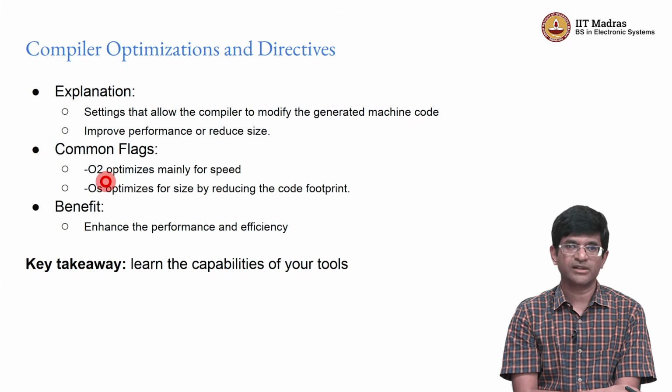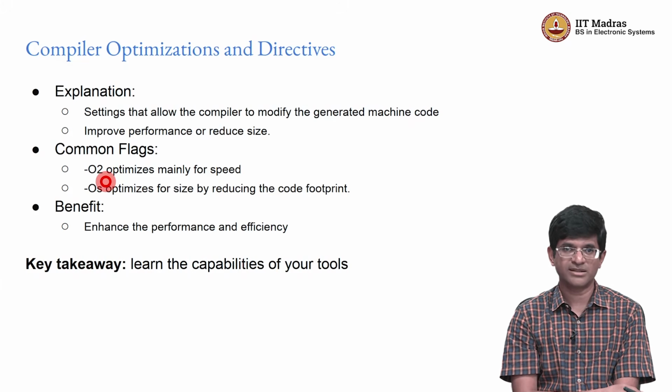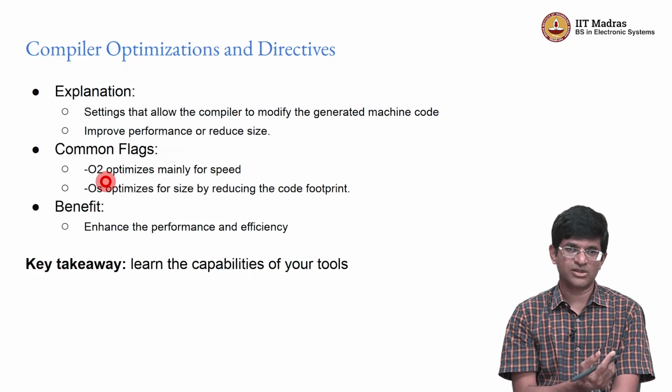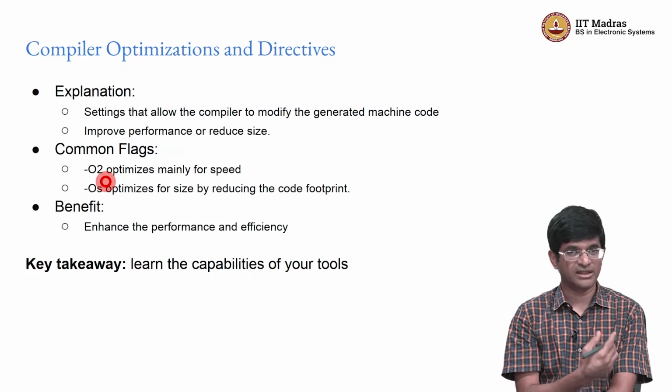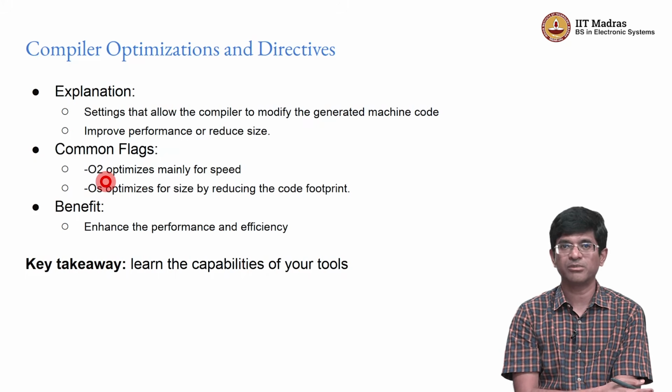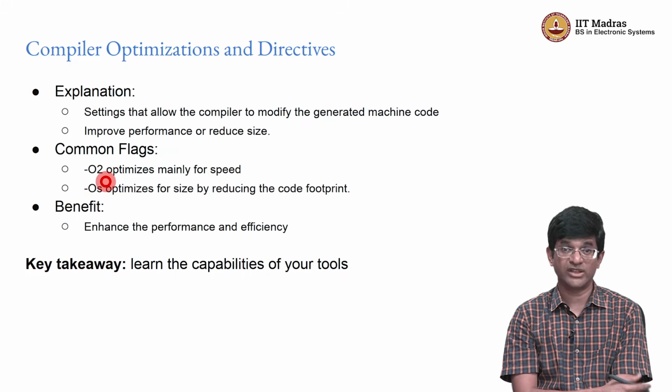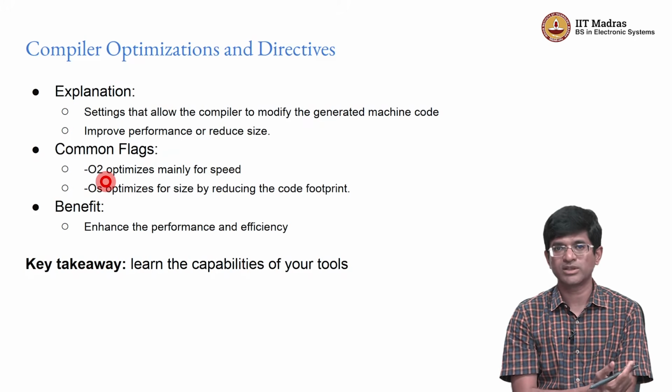Minus O2 usually refers to speed. Try and make it faster by applying various kinds of optimizations. But minus Os says optimize for size. Try and make the resulting program as small as possible. If you find that at a crunch your system is not able to run either fast enough or it doesn't have enough memory to do what you want, using these kinds of flags can make a big difference to whether your system is actually usable or not.